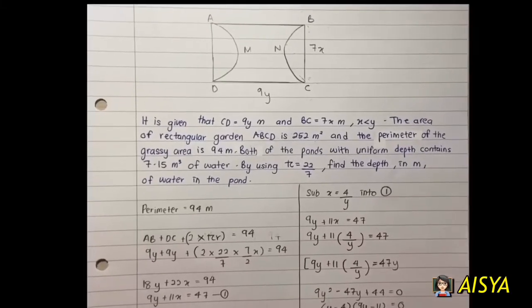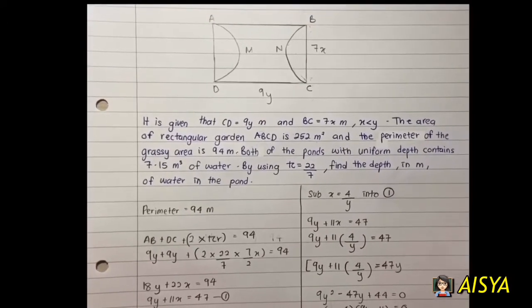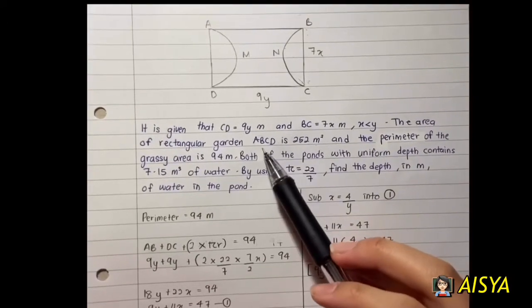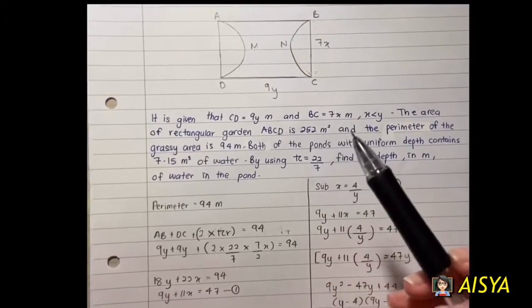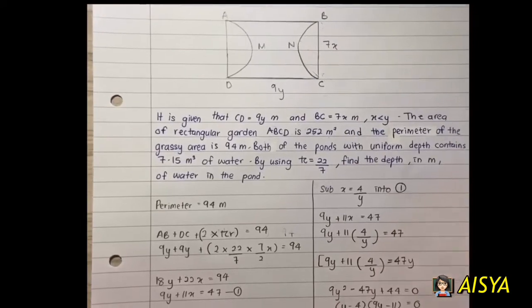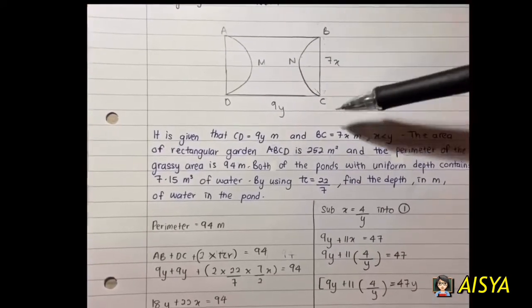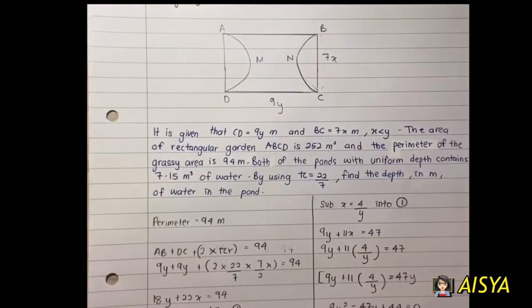So for our first step, what you have to do is form linear equations. From the question, it's given that area ABCD, which is a rectangle, is 250 meters squared, and the perimeter of the grassy area, which is A, B, N, C, D, and M, is 94 meters.